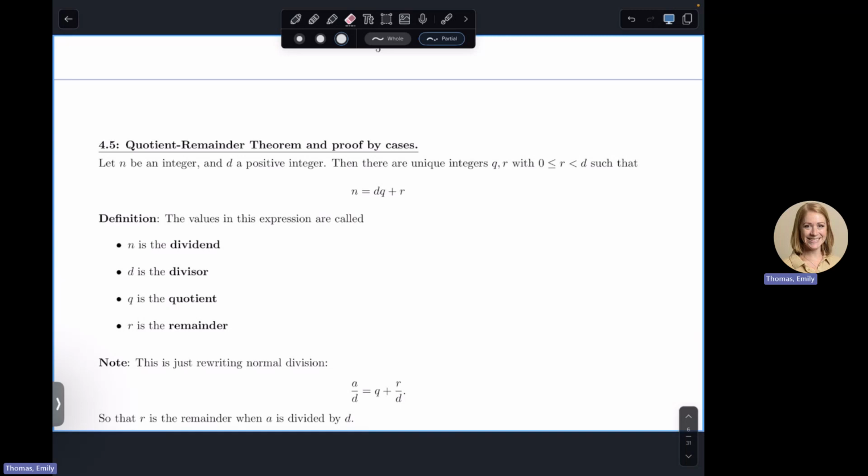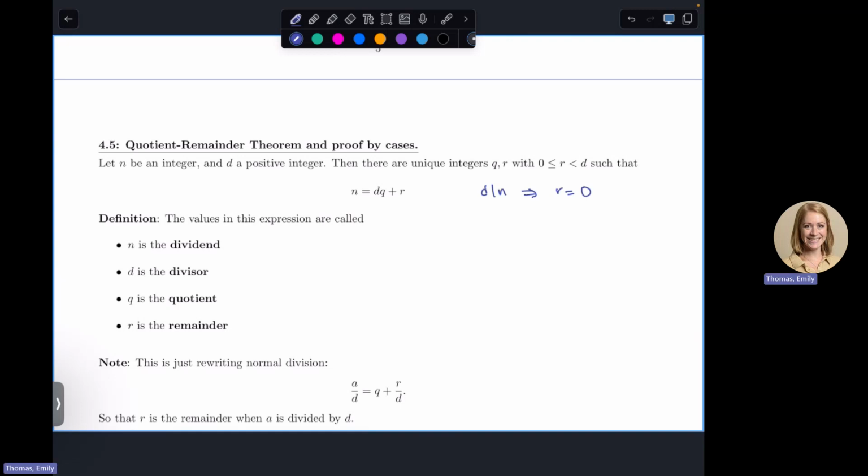For this one, we have an integer n and a positive integer d. Then there are unique integers q and r, where r is between 0 and d, such that n equals d times q plus r. This is dividend, quotient, and remainder. That's what those letters are for. If d divides n, what's r? R is 0, yeah.